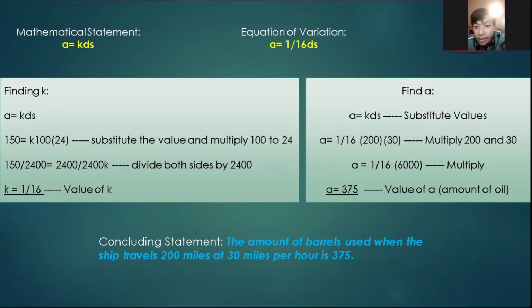Find A. Substitute values. A equals KDS. Multiply 200 by 30. A equals 1 over 16 times 6,000. Multiply 6,000 and 1 over 16. Value of the amount of oil equals 375. Concluding statement: the amount of barrels used when the ship travels 200 miles at 30 miles per hour is 375.